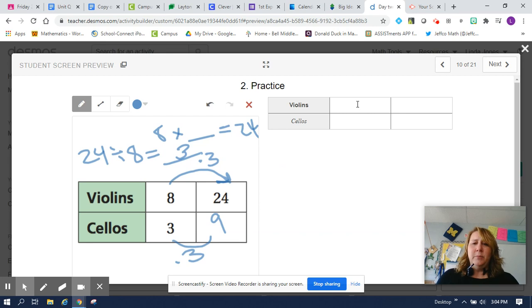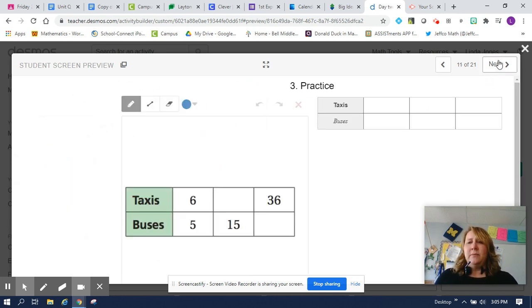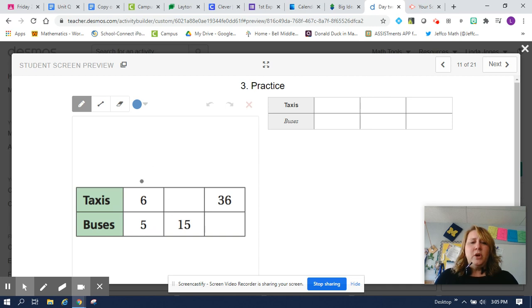That's my table. I can put it in this table over here if I want to type it in instead. Either one is fine with me as long as I can read what you're writing, right? Some people can write on these and some people have a harder time writing. So same thing, I'm going to look for patterns.